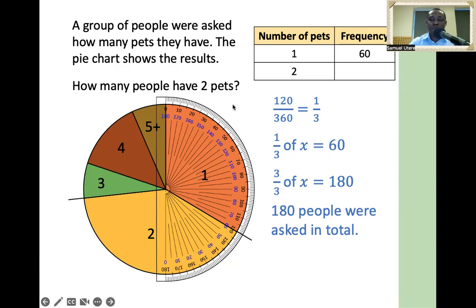Now we can work out the number of people that have 2 pets. Because remember, initially, we knew that 2/5 of the people had 2 pets by measuring the angle and working out the fraction of that angle out of 360. So we just work out 2/5 of 180, which is 72.